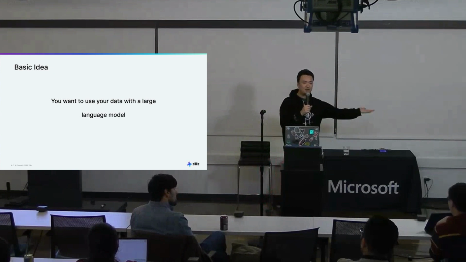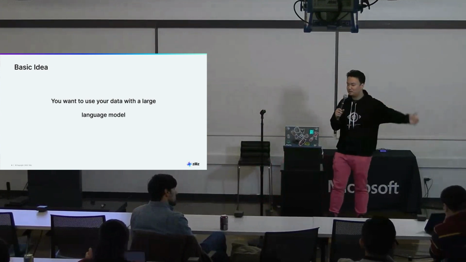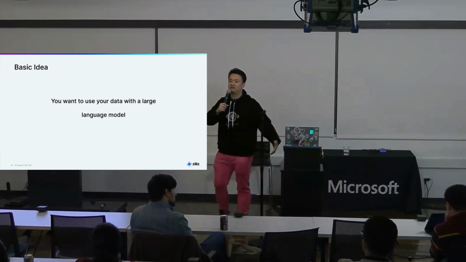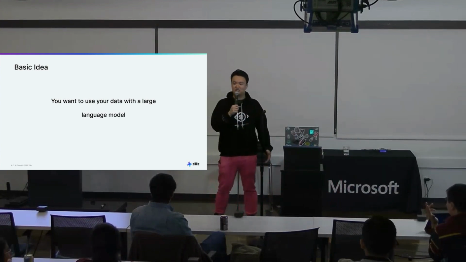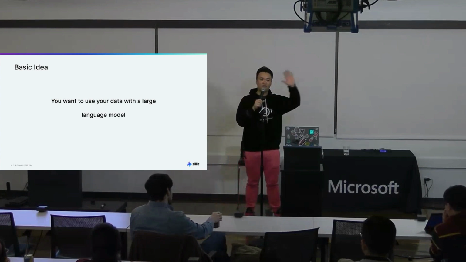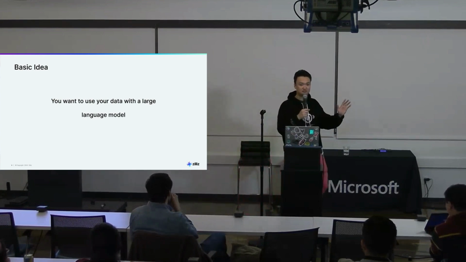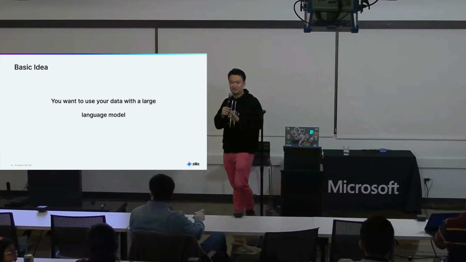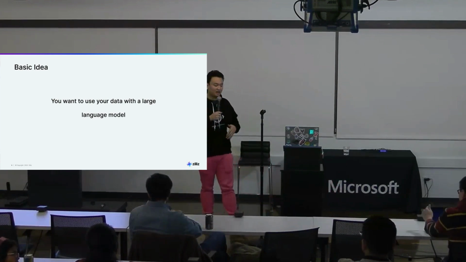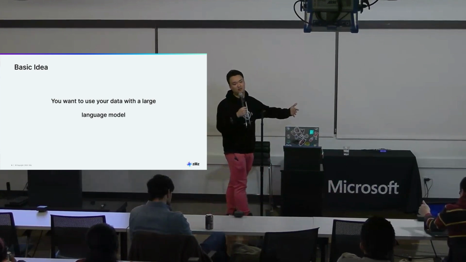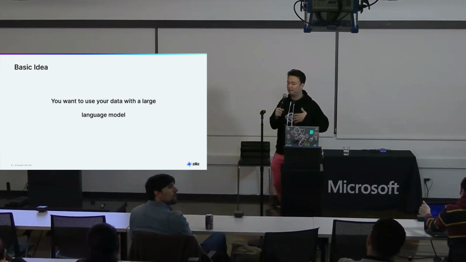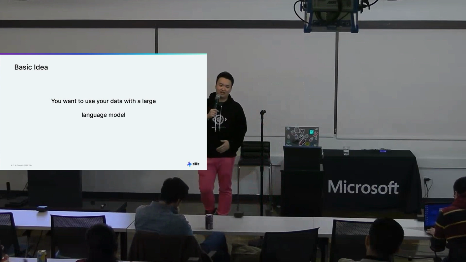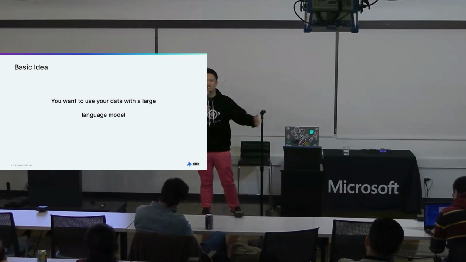So the basic idea behind RAG is pretty simple. You want to use your data with a large language model. How many people here have used an LLM? All right, that looks like most everybody. And you're all familiar with the term hallucinations? Yes, I see a lot of heads nodding. Hallucinations are one of the problems that we attempt to solve with this RAG framework. An example of a hallucination is if you go to an LLM and ask it something it doesn't know the answer to, it's going to make something up.